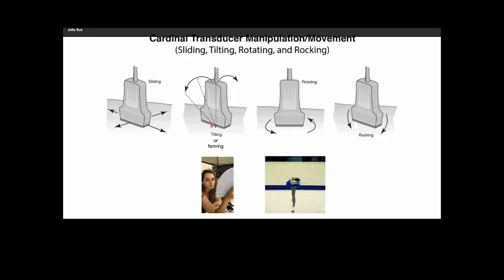The next one is called rotating. So imagine a figure skater, you're spinning, so you're rotating the probe clockwise, counterclockwise. And the next one is called rocking. You're rocking side to side.